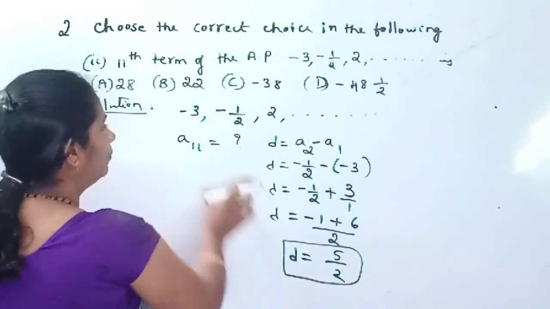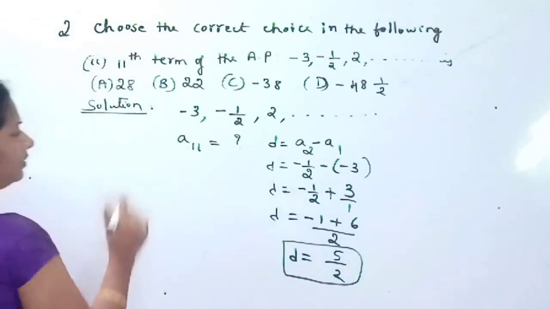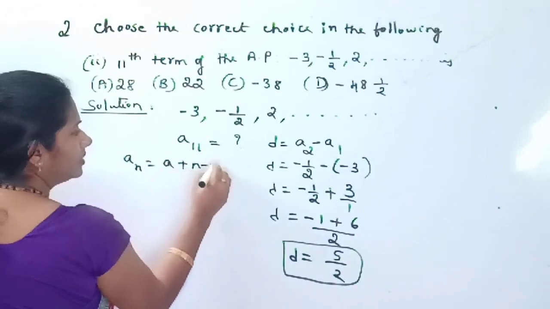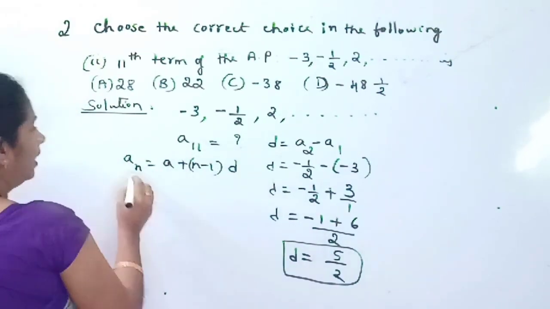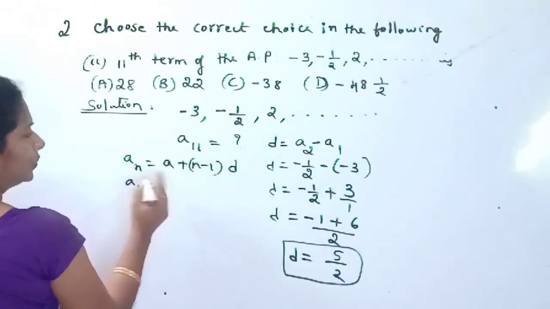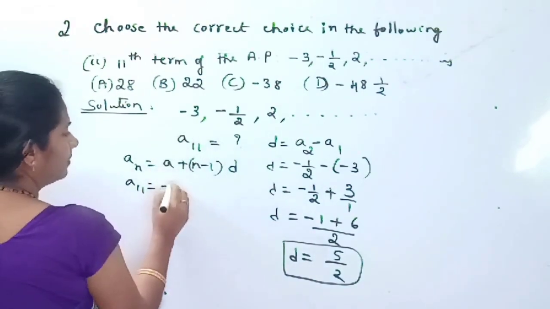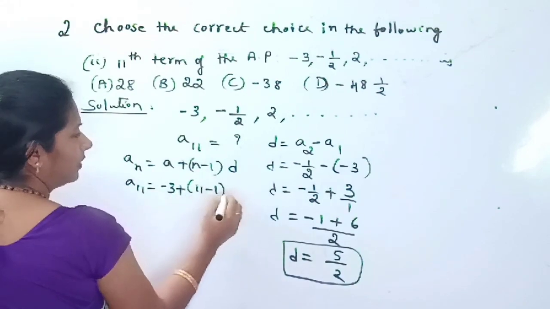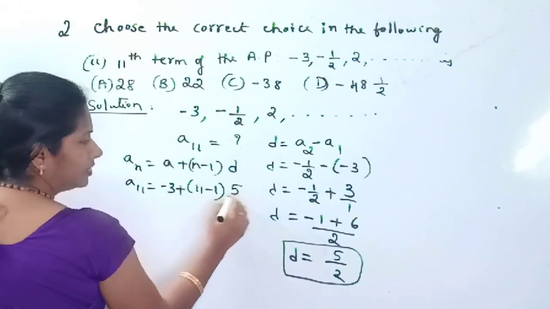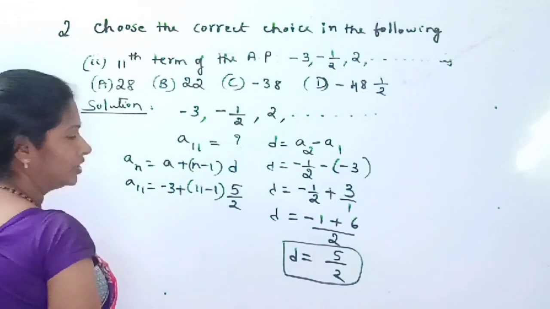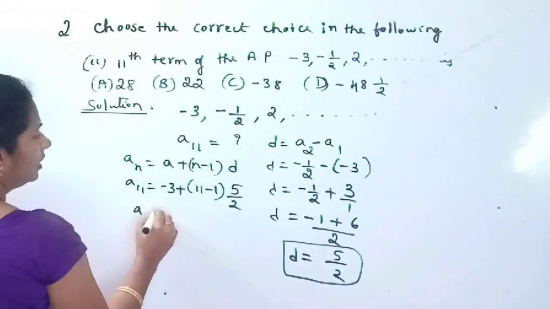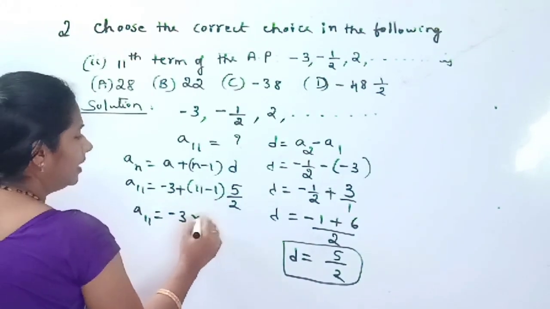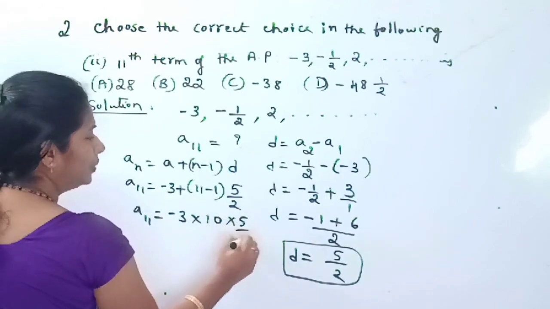So the common difference is 5 by 2. Is it clear? Now we have to find its 11th term. What is the formula? An equals a plus (n minus 1) into d. Now A11 equals the a value, which is -3, plus n value 11 minus 1, into the d value, 5 by 2. Let us substitute the values, children. So A11 equals -3, remove the bracket, children, 11 minus 1 is 10, into 5 by 2.